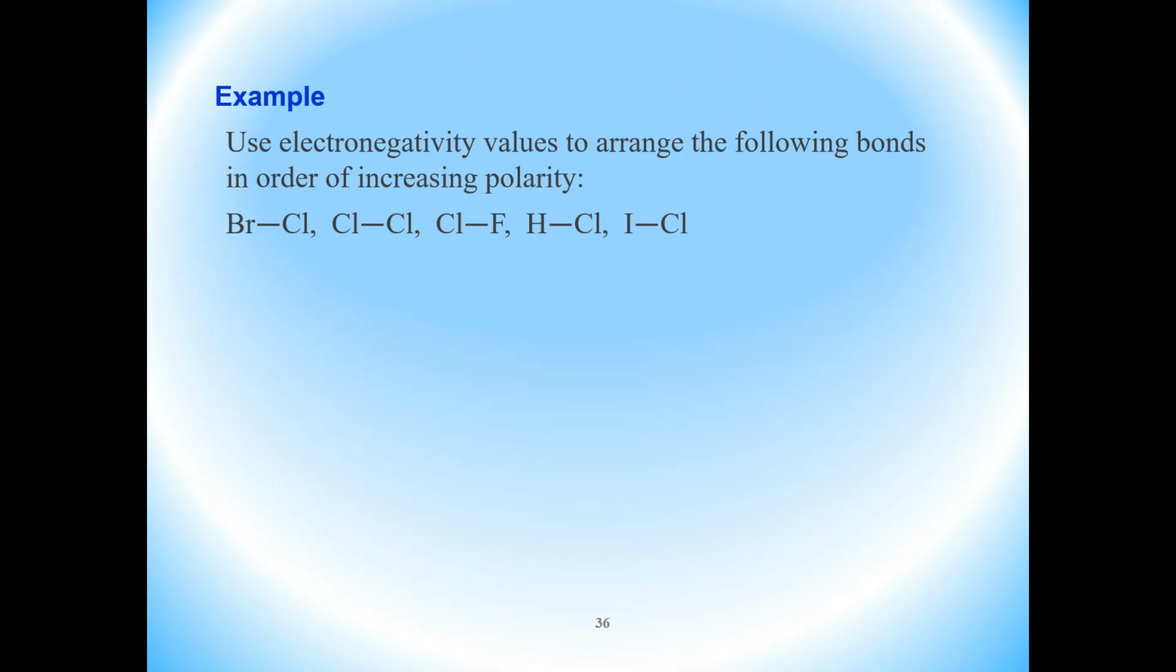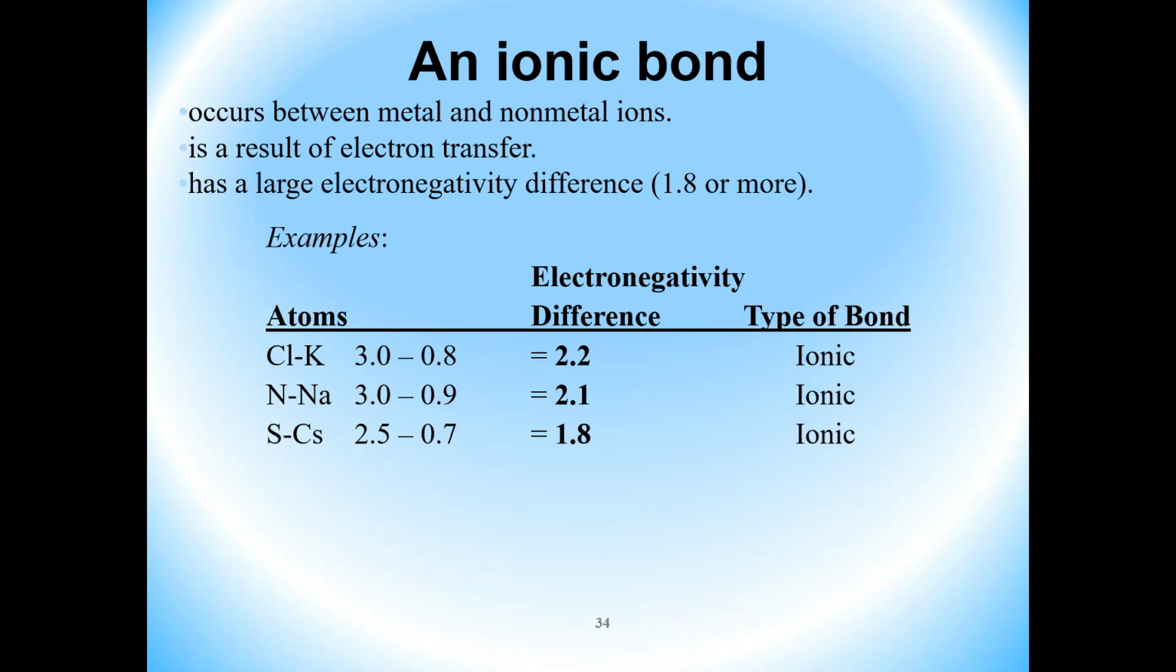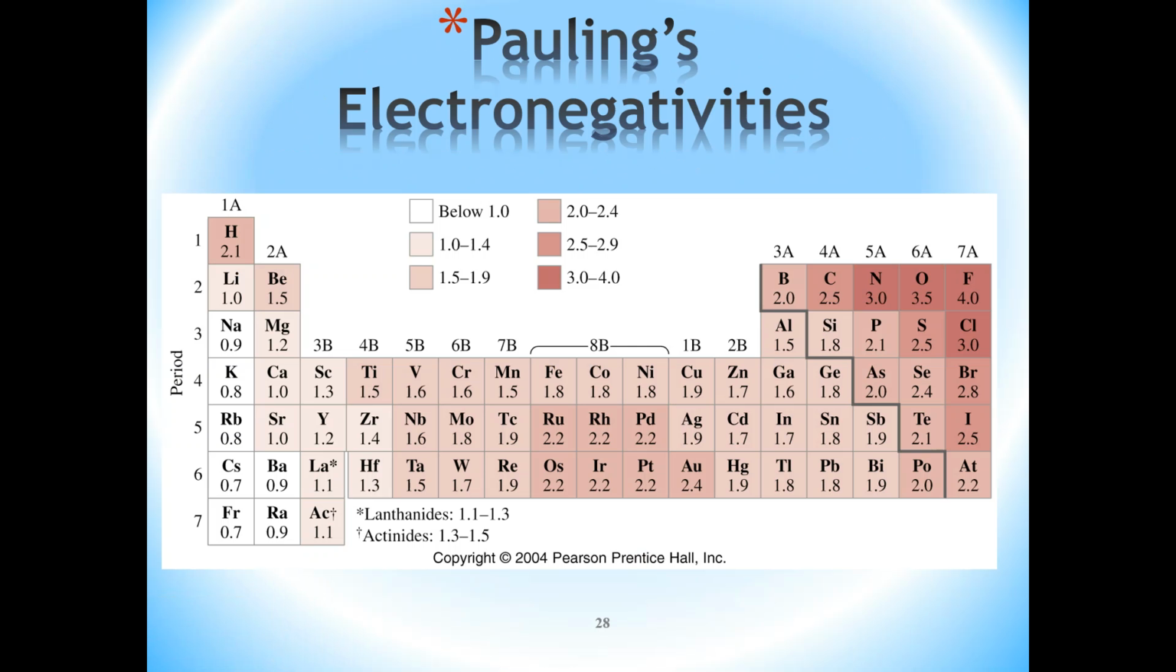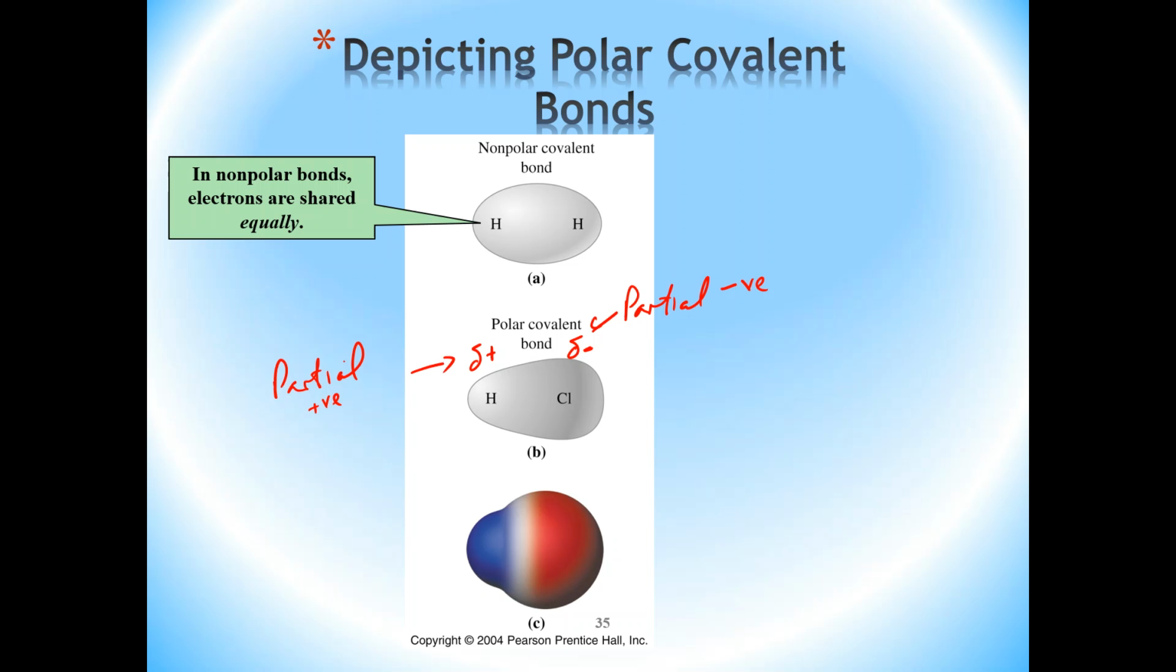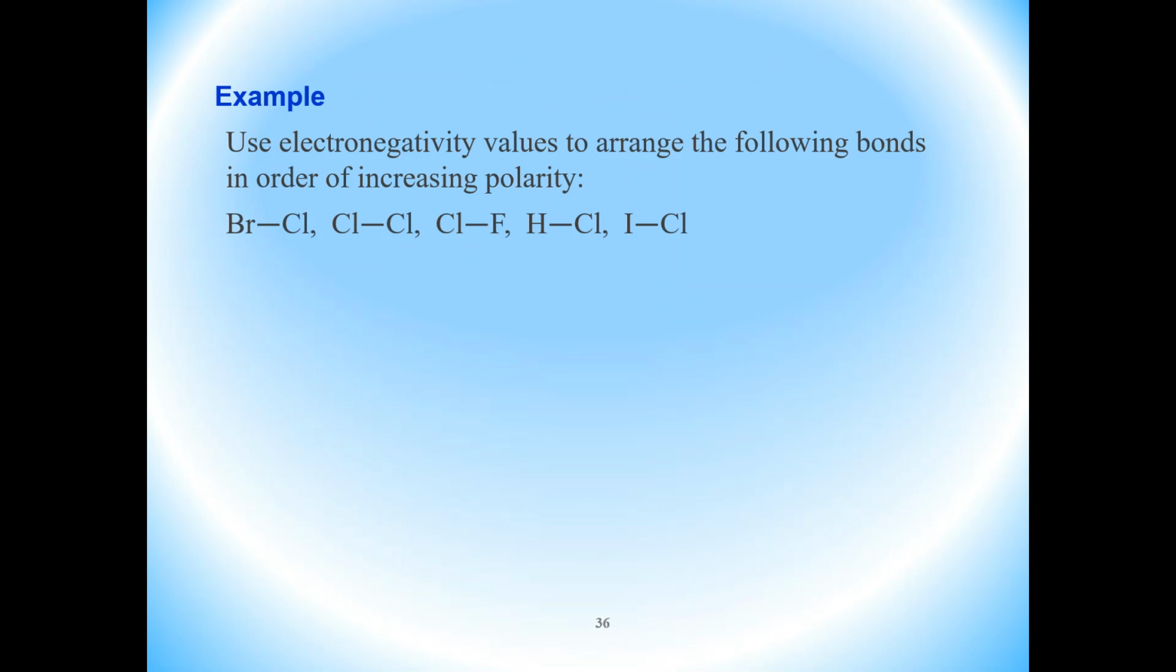This question says, use the electronegativity values to determine the order of polarity of these bonds. So you'd have to go back to the table. Let me just remind you of what the table is. You need this table in order to answer that question, all right? Now, I have a copy of the table in front of me, so I'll be able to refer to it in order to answer the question.